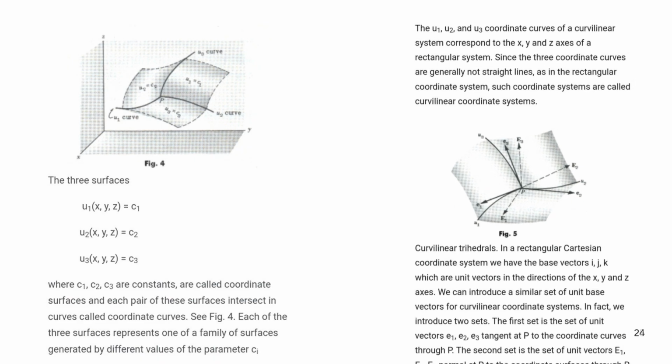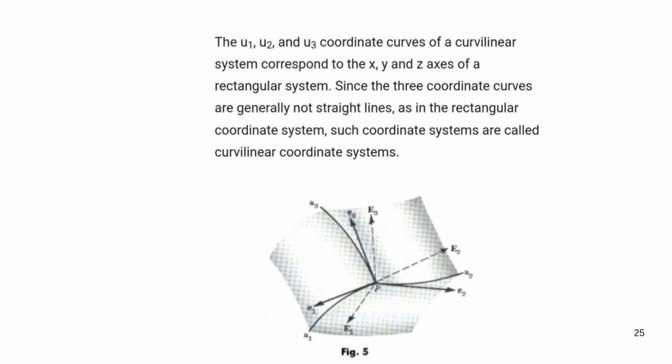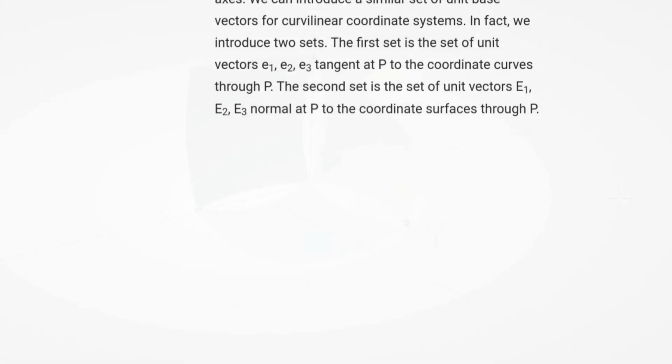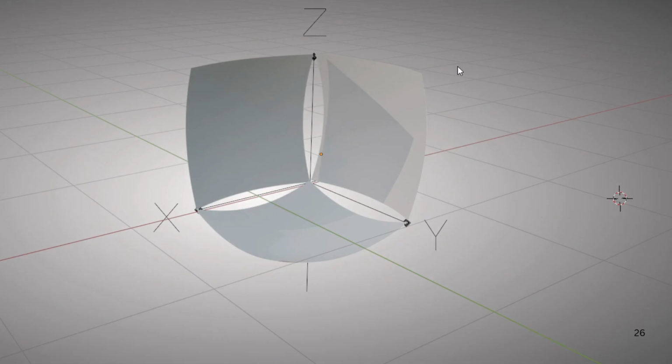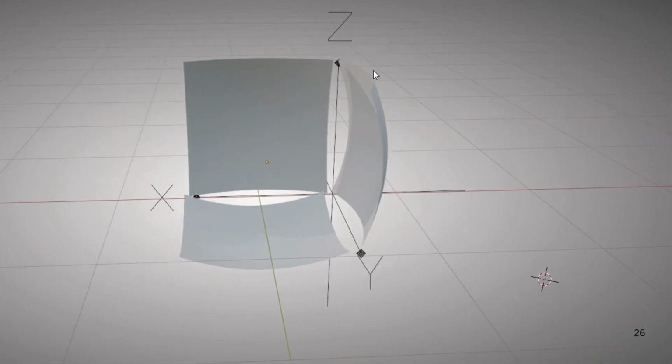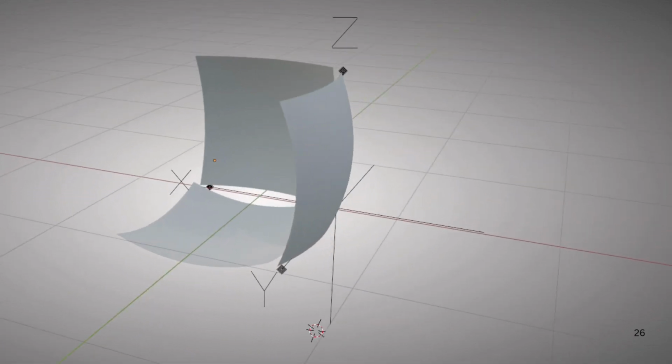The u1, u2, and u3 coordinate curves of a curvilinear system correspond to the x, y, z axes of a rectangular system. Since the three coordinate curves are generally not straight lines as in the rectangular coordinate system, each such system is called a curvilinear coordinate system. I tried to draw curves in 3D. Although it doesn't perfectly represent the curvilinear coordinate system, I hope it helps improve your understanding.